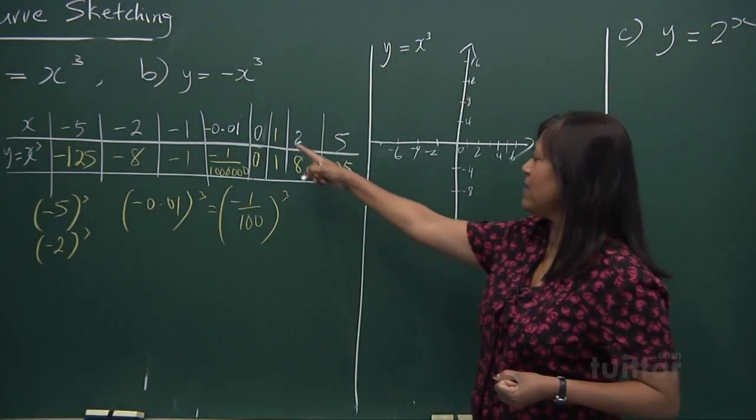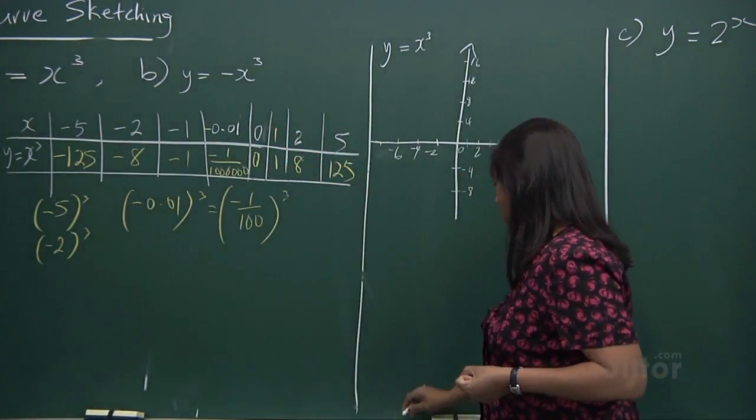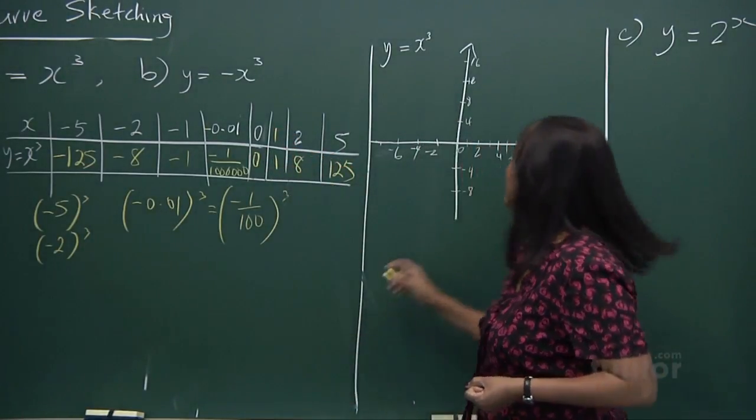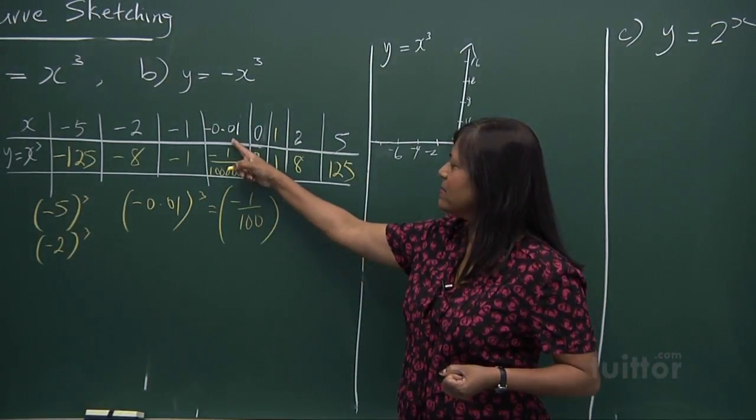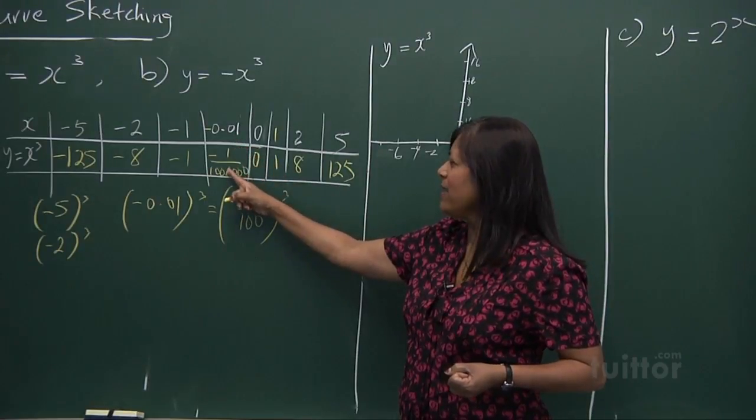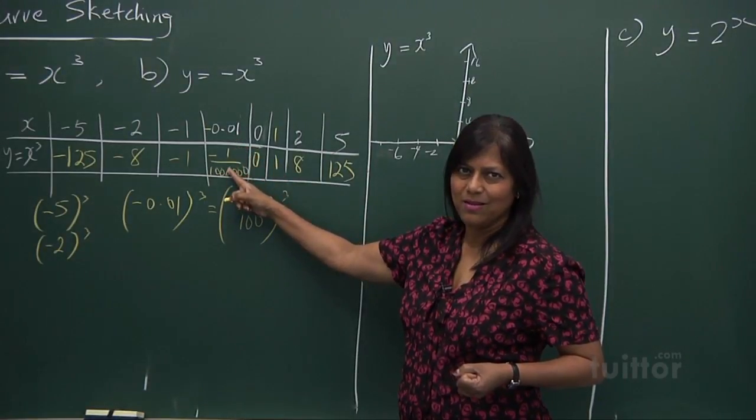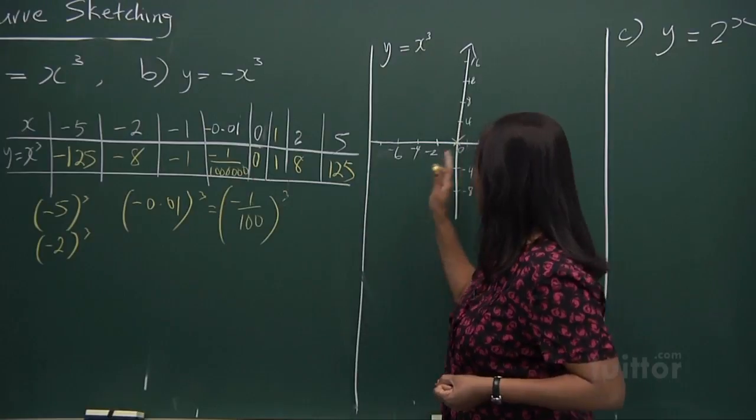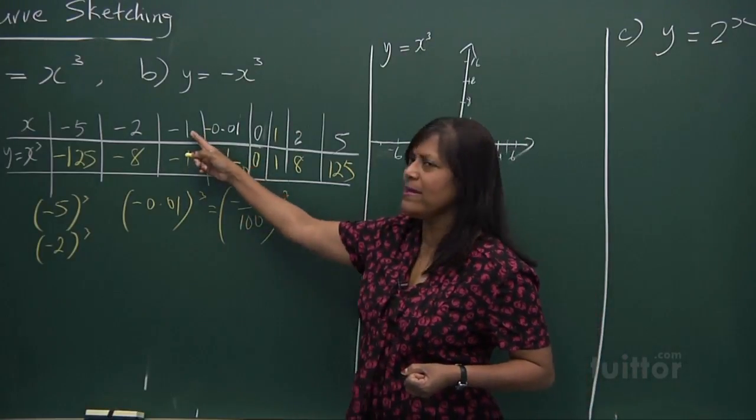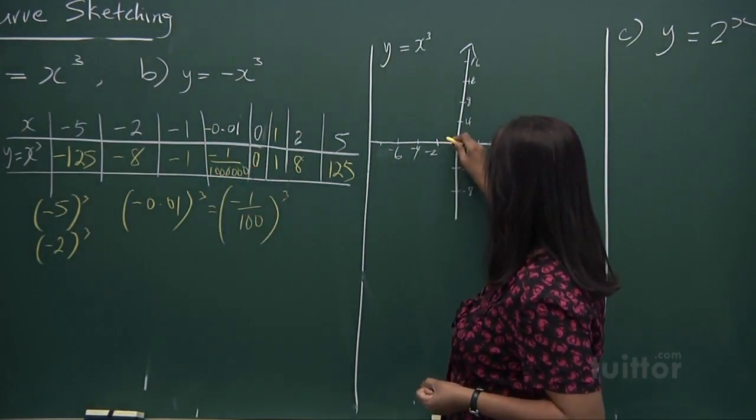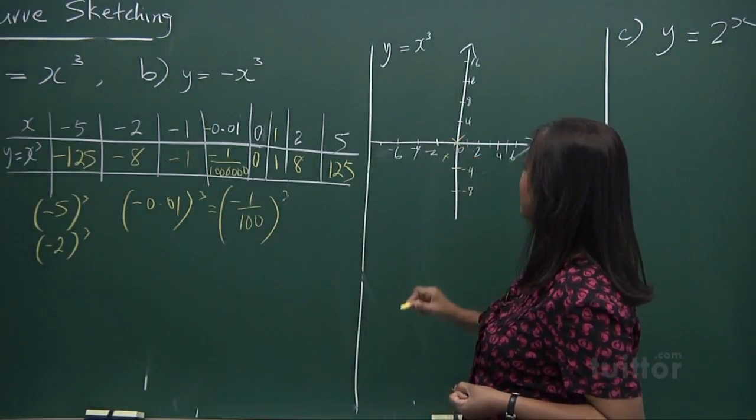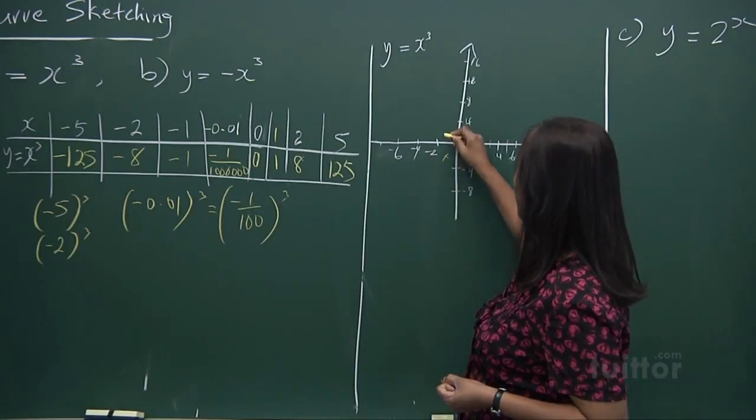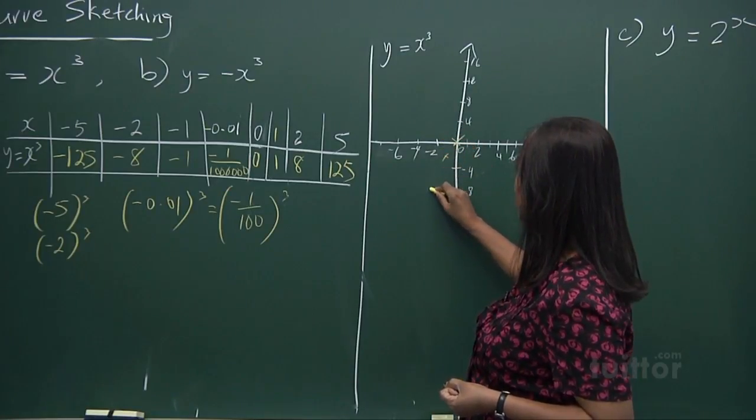If x is 0, let's start from here. Y is a 0, isn't it? And when x is -0.01, y is nearly a 0. Alright, just to tell you, it's the negative side of 0. When x is -1, y is -1. Somewhere here, x is -1, y is -1. When x is -2, y drops to -8.